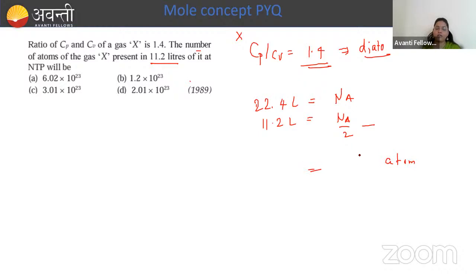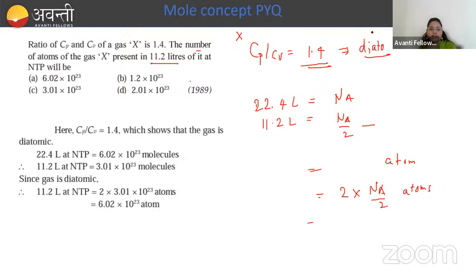In the previous question we have seen that we need to multiply the number of molecules by the atomicity. So here atomicity is 2, because the gas is diatomic. So Na by 2 times 2. This much number of atoms will be there. So calculate this, and you will get the answer this way.